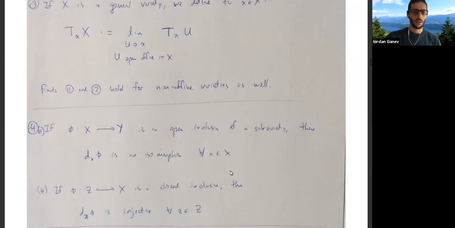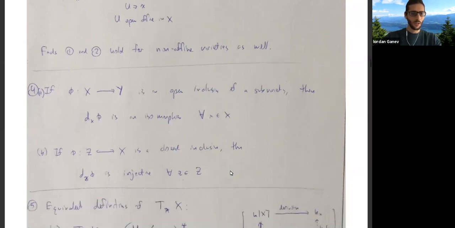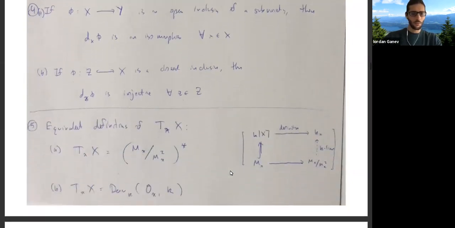And if we had a closed inclusion, then the differential is injective at all the points of z in this case. And you've probably seen some other definitions of the tangent space, so they're all equivalent. One is as the dual space to mx mod mx squared, mx being the ideal of the affine algebra. So mx includes inside of the affine algebra as the ideal of all functions that vanish at little x.